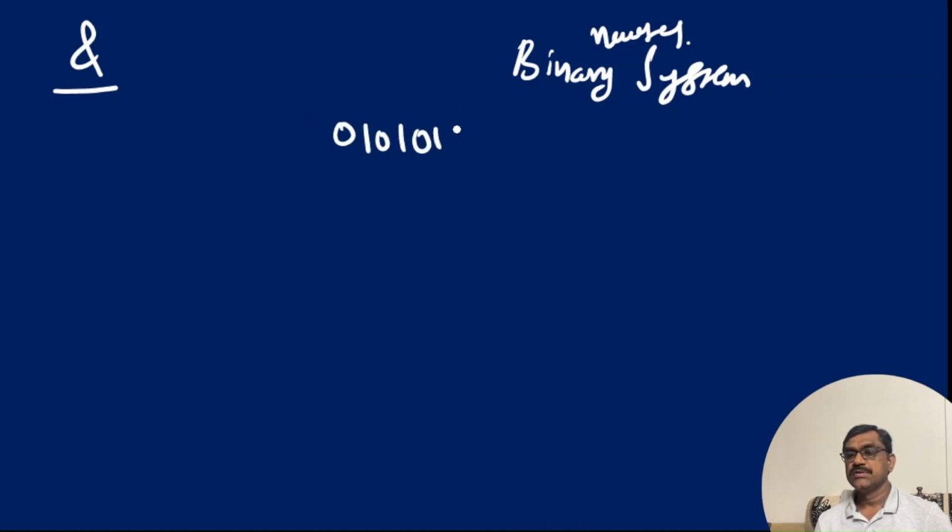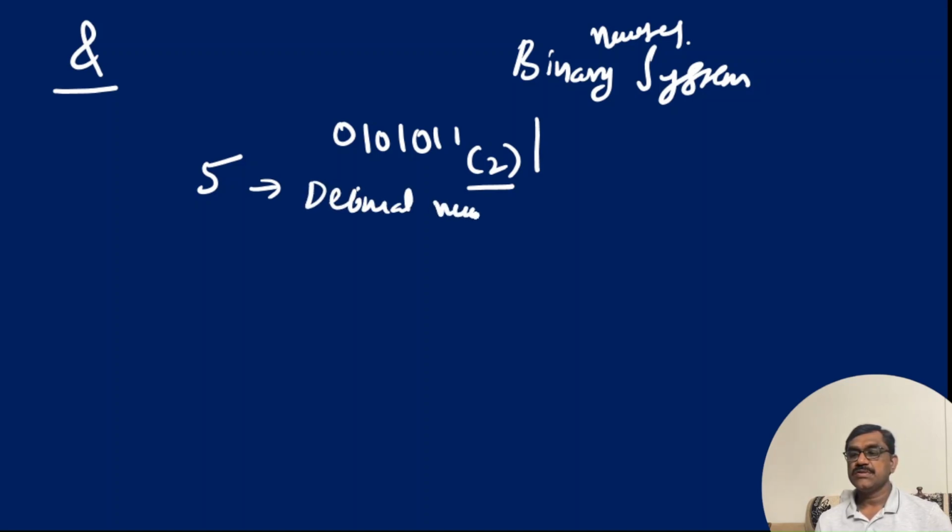Before moving to bitwise AND, you should know the concept of binary number system. We know that the binary number system is denoted like this: we are writing zeros and ones, and the base we are taking is 2. This is the representation of binary number system. For example, I have given a number like this, 5. Generally we write the numbers in decimal number system.